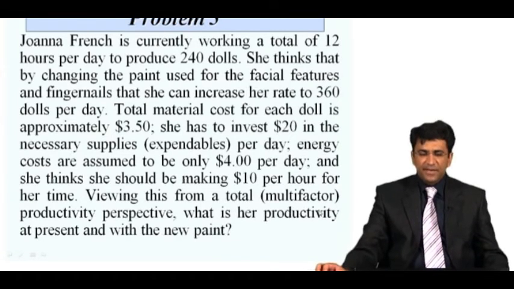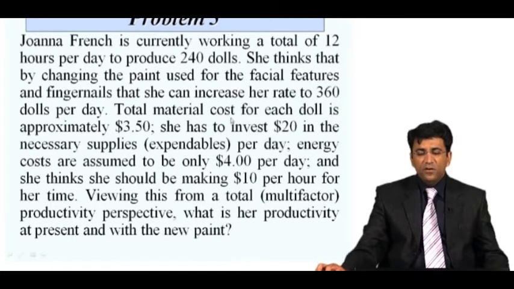Now students, let's discuss another example. Joanna French is currently working a total of 12 hours per day to produce 240 dolls. So again, 240 dolls is our output. She thinks that by changing the paint used for the facial features and fingernails, she can increase her rate to 360 dolls per day. Now students, after the usage of new paint, the new output will be 360. So this is the particular information you will have to extract in order to calculate the productivity.